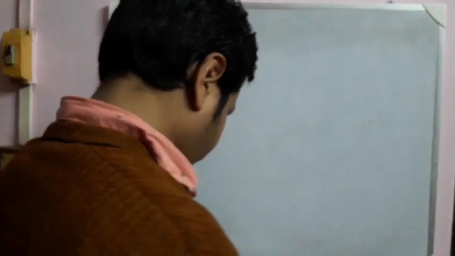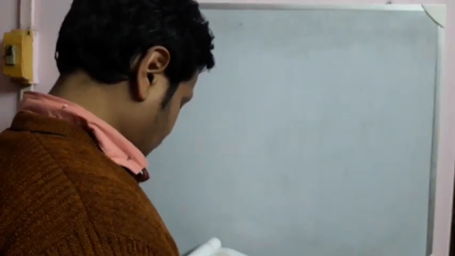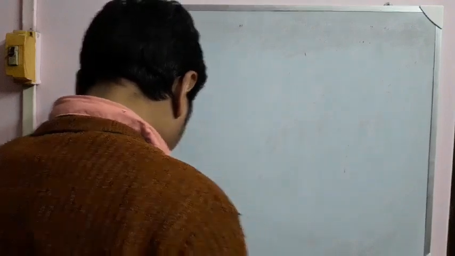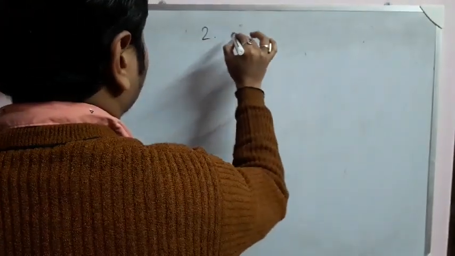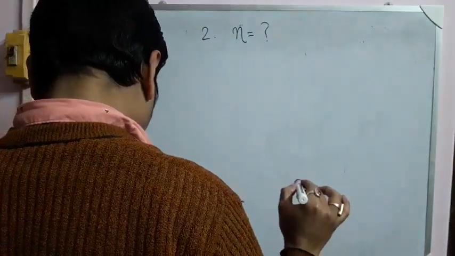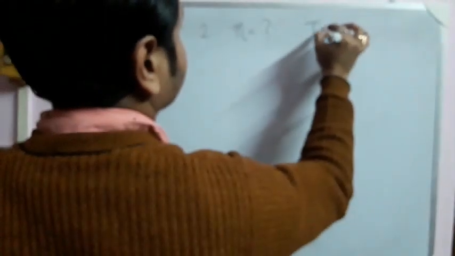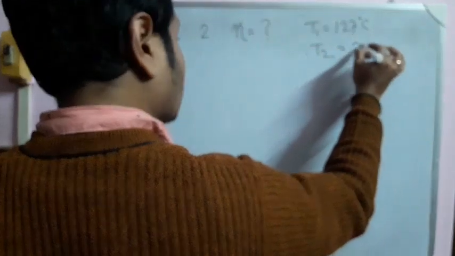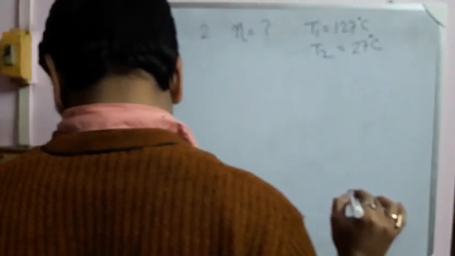The second numerical that is given: find the efficiency of a Carnot engine working between 127 degrees Celsius, that is T1, and T2 is also given, 27 degrees Celsius. This is given. And also we have to find out how much heat is rejected.